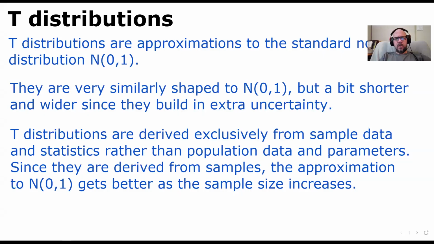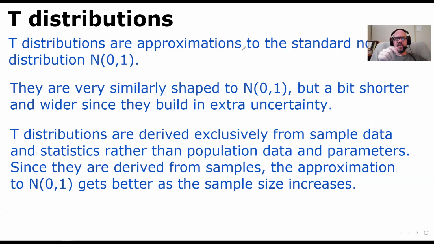So here's what they are. A T distribution is meant to approximate a particular normal distribution, specifically N(0,1), the standard normal distribution. So that's a mean of 0 with a standard deviation of 1. Because they're approximating this particular normal distribution, they're very similarly shaped, but they're a little bit shorter and wider since they build in some extra uncertainty because they're derived exclusively from sample data.